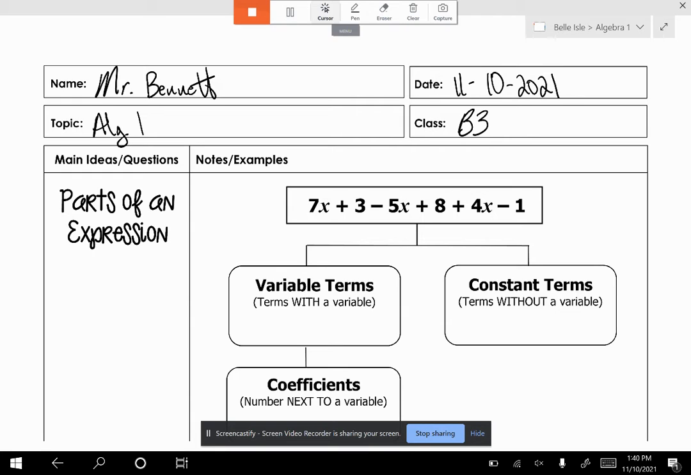Of 7x plus 3 minus 5x plus 8 plus 4x minus 1, sort out your variable terms, your constant terms, and then one step further from your variable terms, what are the coefficients of those variable terms? Do that now. I will call on some of you in about 30 seconds. Nope, sort them with your pencil.